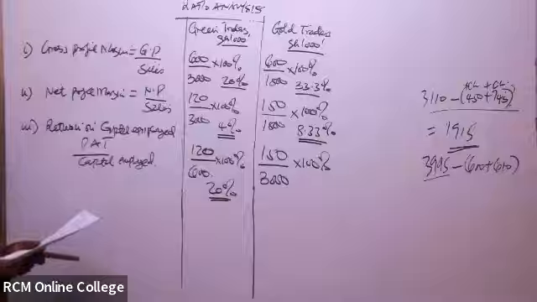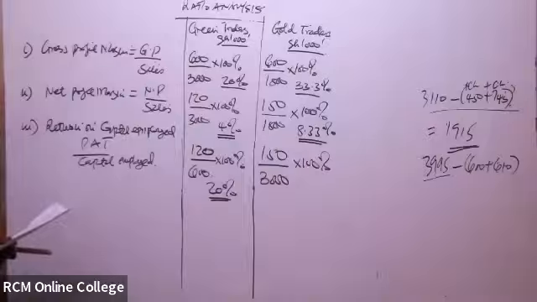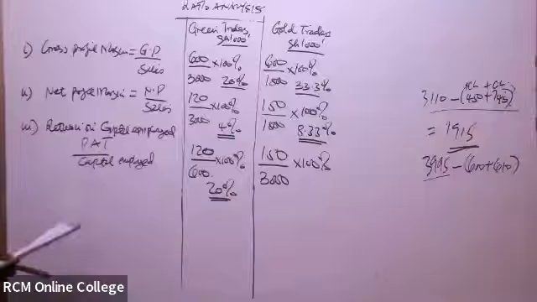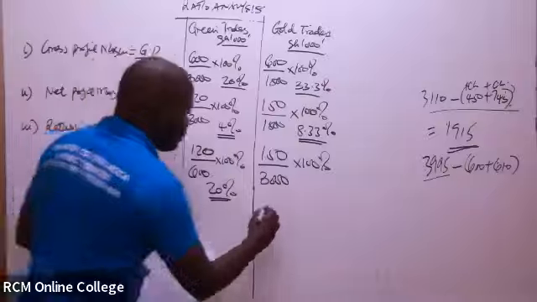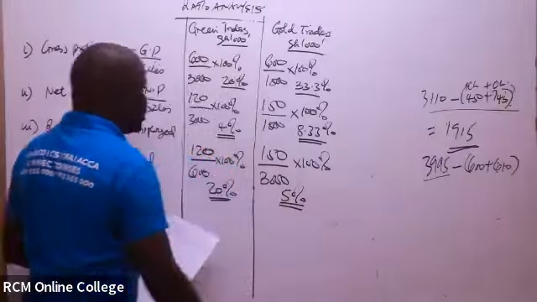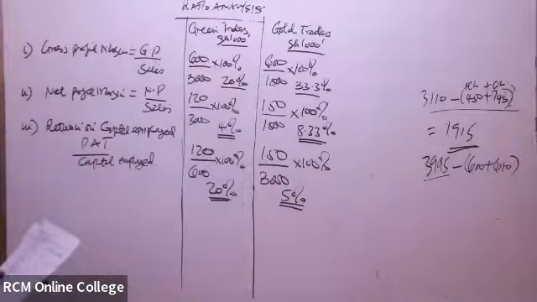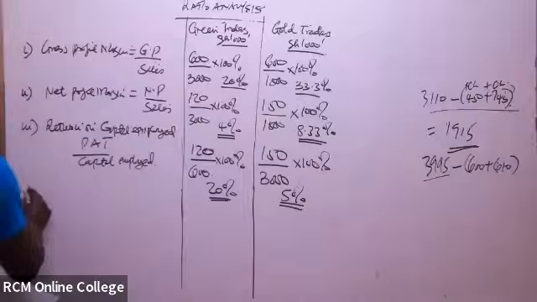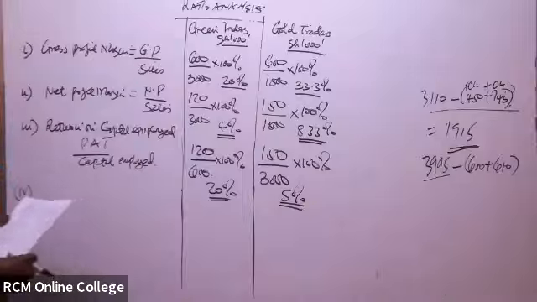It is 20%. Then the other one is 5%, exactly 5%. So the return on capital employed for gold traders is very low. So they are not effectively utilizing their capital to generate what? Profits compared to green traders.